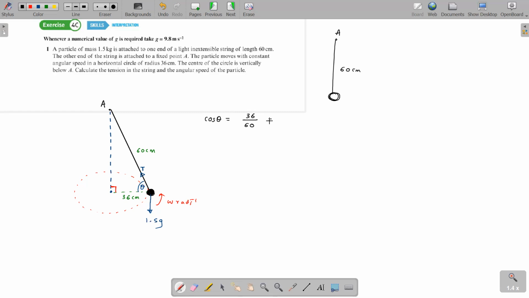So how much is it when you simplify? 6 over 10. 3 over 5, right? Cos theta is 3 over 5. Can you see? So don't go to get the theta angle. Do not use cos inverse and get the theta angle, because that would give you a decimal. We are trying to keep this in exact form as much as possible.